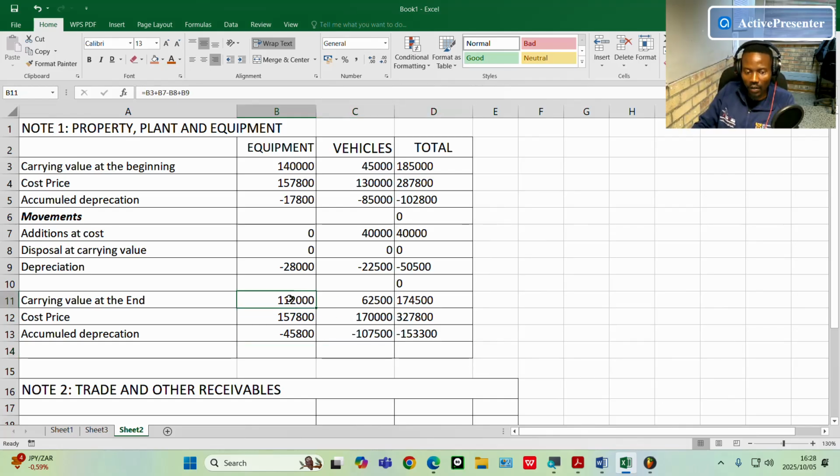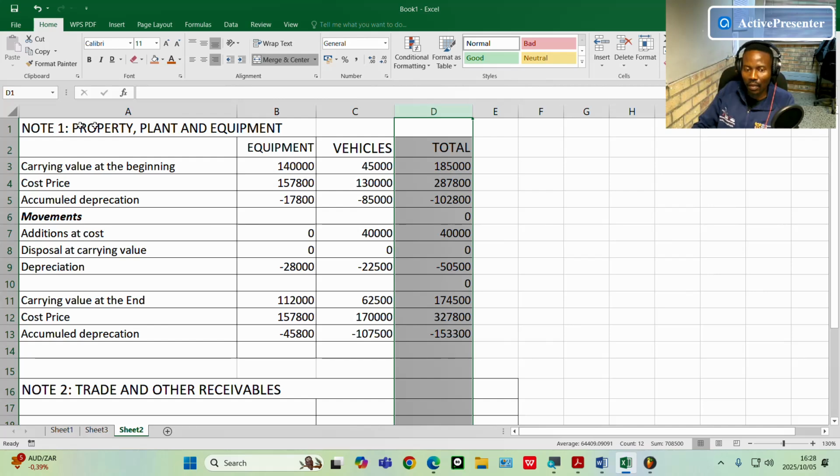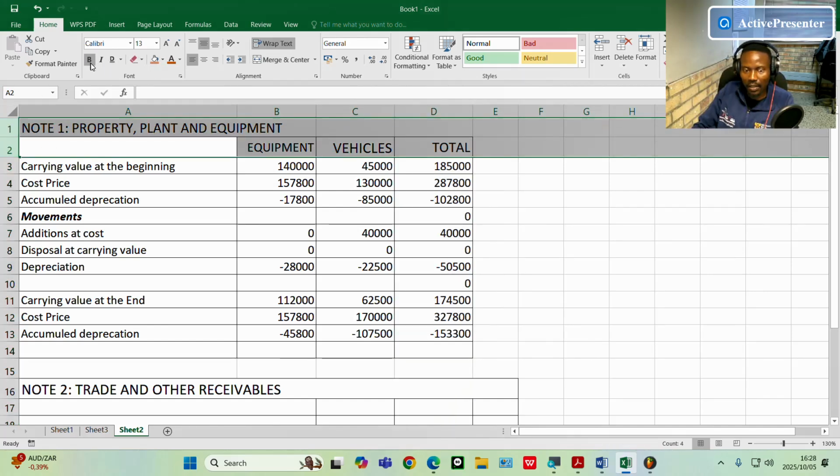So there are two ways of calculating the net carrying value at the end. You can calculate it by taking the net carrying value at the beginning, you add your additions, you less your disposals, and you less your depreciation to get this amount. Or you take your cost price at the end minus your accumulated depreciation. Remember, in order for you to get this accumulated depreciation, you need to take your accumulated depreciation at the beginning plus the depreciation during the year to get this amount. So that's exactly how it's done.